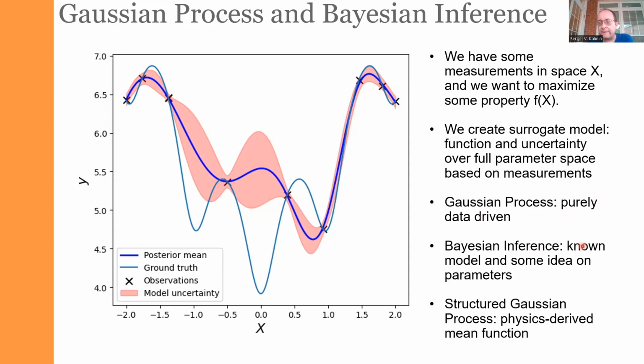There is some deep physics at the stage of defining the priors for the kernel, and in fact, this is something that is explored very, very well. Kernel engineering is a big area by now, and you can argue that in some sense, the choice of kernel reflects our knowledge of physics. But practically, for whatever reason, the Gaussian process community pays attention primarily to correlations and not to the average behavior. Bayesian inference is the example where we actually do know the physical model, so it's the opposite sense, and we have some idea of parameters. And we looked at the structured Gaussian process, which combines the ideas from normal Gaussian process and Bayesian inference, when we have the physics-derived probabilistic mean function.